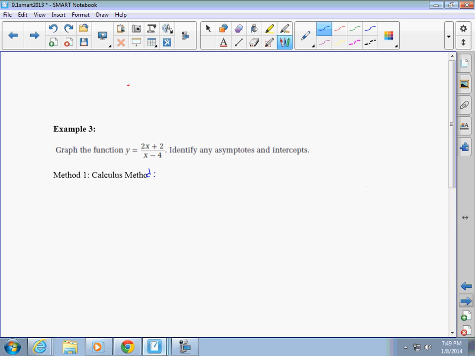So what we want to do there is we want to take a look at it. We want to find our y-intercept. Finding the y-intercept will help us to know where that graph is going to cross, or if it's going to cross. Sometimes it won't cross the y-axis, but we'll try it and see. So the y-intercept, that means we substitute x is equal to 0.